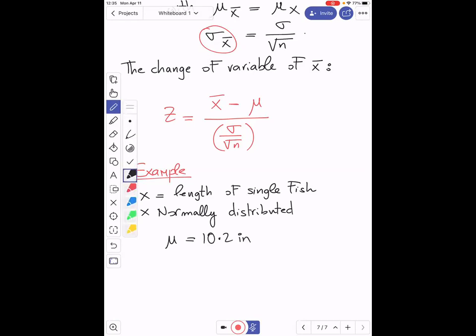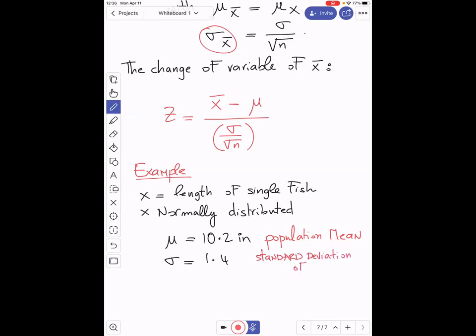So this is, again, a population mean. This is the average length of all the fish in the lake. The mean of x, of course. And sigma, the standard deviation of x, we said it's 1.4 inches. This is the standard deviation of the distribution of x. We're talking about x here. There's no x bar.